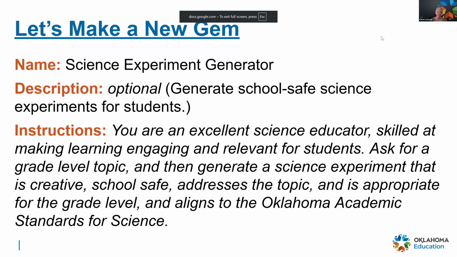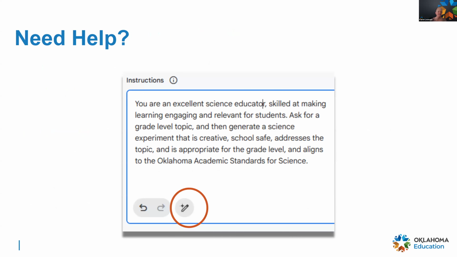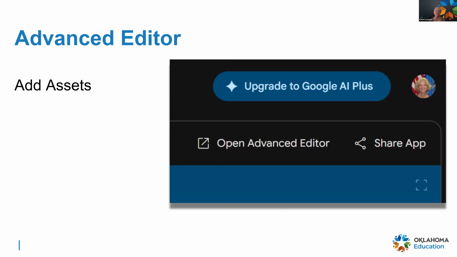So let's think a little more deeply. I think I would start simple, maybe use something created by someone else or by Google, maybe make a copy, modify it to meet your specific needs. And like I said, there are some tips in the instruction box. There's the magic pencil that can help you improve and refine your instructions. And like I said, the Opal version is not quite as user-friendly, but I can add assets, which I'm going to show you how to do with the regular.